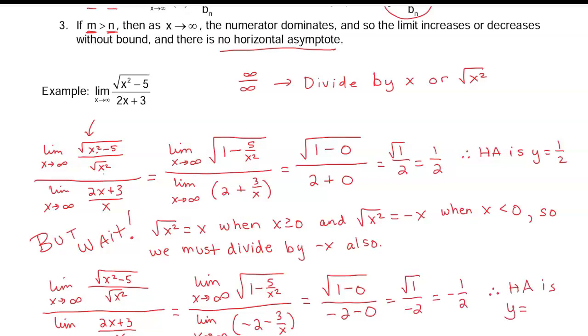There are actually 2 horizontal asymptotes for this graph. So go on your graphing calculator and enter in the function f of x equals the square root of x squared minus 5 over 2x plus 3, and take a look at what that graph looks like.